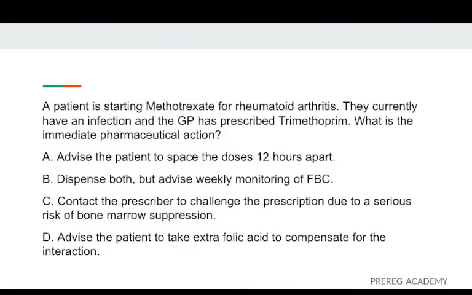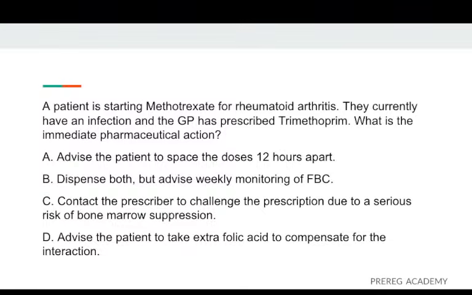Medications like thiazide diuretics would cause hyperkalemia. Is that true or false? Thiazide diuretics will cause hyperkalemia. Is that true or false?